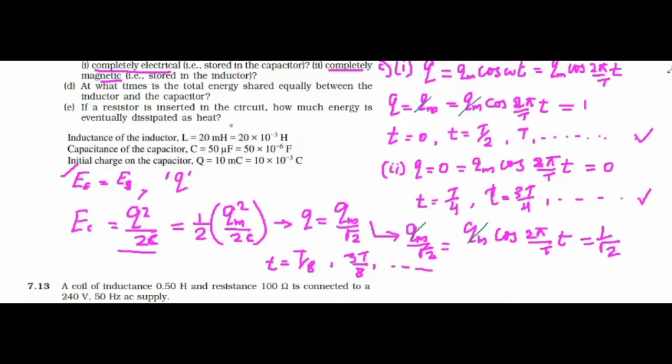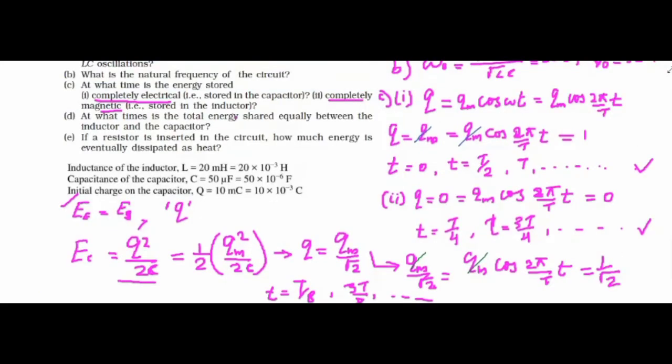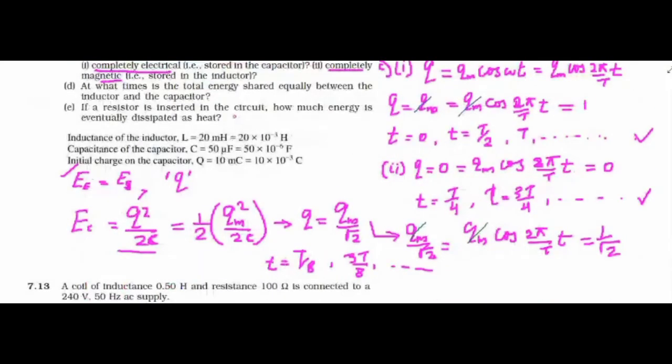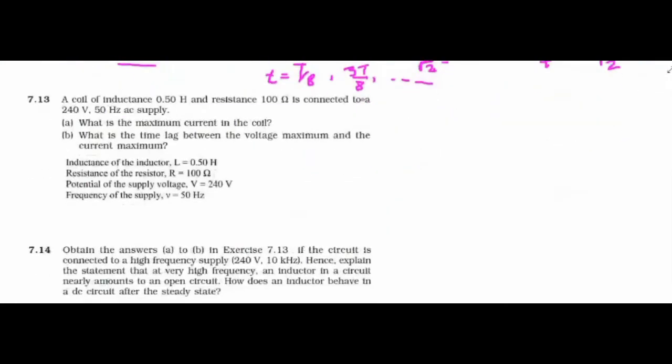So during the LC oscillation, whatever energy is possessed by the LC circuit will be lost in the resistor in the form of heat. Whatever value of energy you got in part A, I think you will get 1 joule, something like that, the whole energy will be lost in the form of heat gradually from the circuit. So whatever be the answer for part A, the same will be the answer for part E also. Now next, come to question 13.